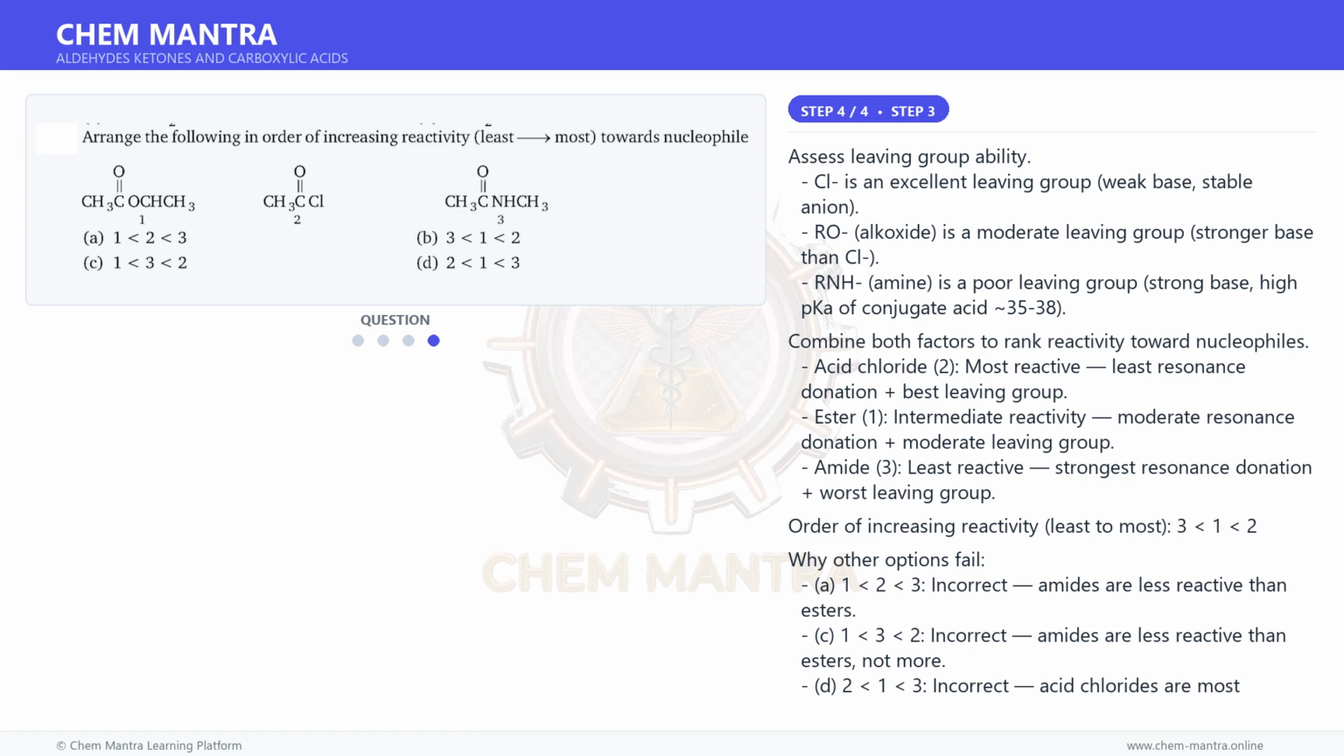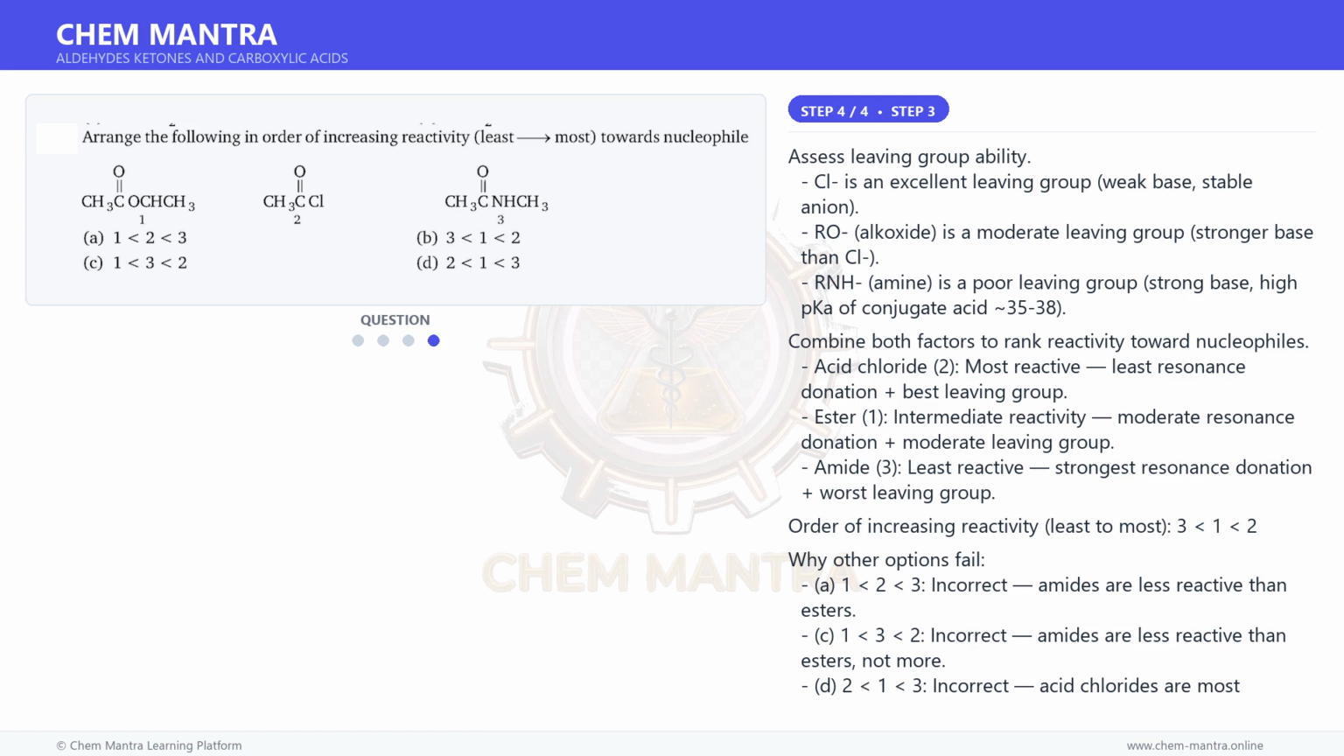Acid chloride, 2, is most reactive: least resonance donation plus best leaving group. Ester, 1, has intermediate reactivity: moderate resonance donation plus moderate leaving group. Amide, 3, is least reactive: strongest resonance donation plus worst leaving group. Order of increasing reactivity, least to most: 3, 1, 2.